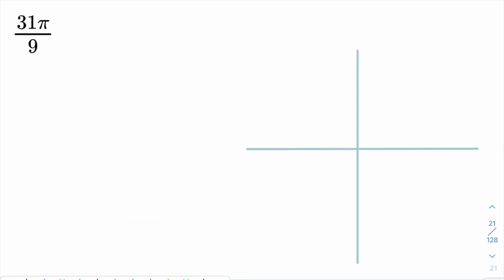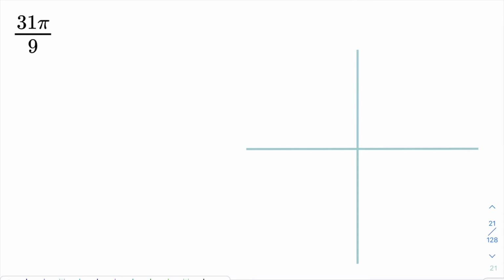All right, we're going to do one more as a class, and then I'm going to have you try one on your own and submit it to a Dropbox on Schoology. So this one is 31 pi over 9. None of the angles on my unit circle are over 9. I don't know where to place this when comparing to over 2, over 3, over 4, or over 6. So what I want to do is label my axes and think of everything in terms of 9, because when denominators are the same, you can easily compare numerators.